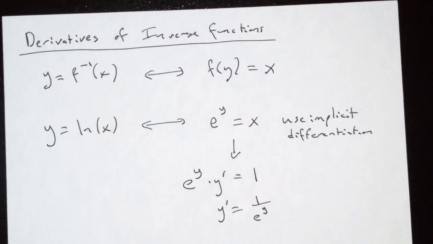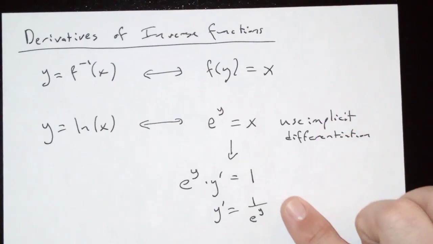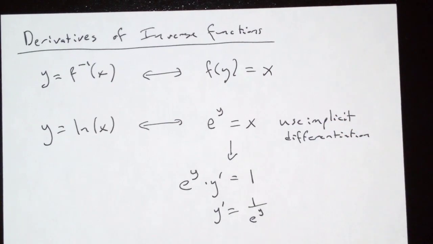But I'm not happy with this result. Because over there on the left, I have an explicit function. I really would like to have an explicit derivative. When I take the derivative of x squared, I get 2x. It's still in terms of x. I want to take the derivative of ln of x. I don't want to write it as 1 over e to the y. Those don't even look like they go together. So how can I fix this final result to turn it into x's?